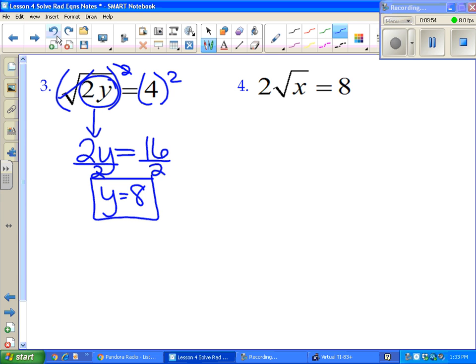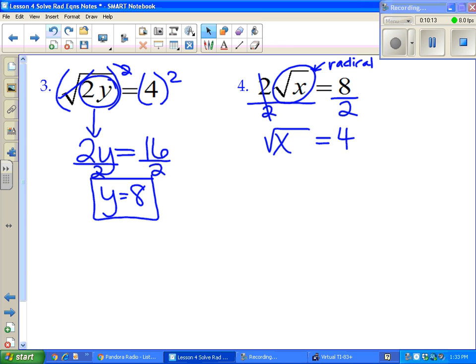Number 4, if I try to get the radical by itself, this is the only part that you would actually call the radical. So it means I need to get rid of the 2. How do I get rid of the 2? Well, I'm going to divide by 2. If I divide one side by 2, I divide the other side by 2. Now I just have the radical with x in it equal to 4.